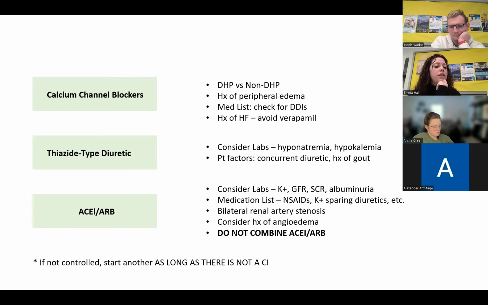And at the bottom, we're re-emphasizing that if it's not controlled, start another one. We're not removing one, we're adding it on, and you keep adding until they're controlled, as long as there's not a contraindication to one of them. Just to add on, that also goes for our lipid lowering therapies. As we start a new agent, we do not remove another agent beforehand. If we have a statin on board, we wouldn't stop the statin to start ezetimibe or something like that. We would keep everything on board to keep that lowering therapy going.